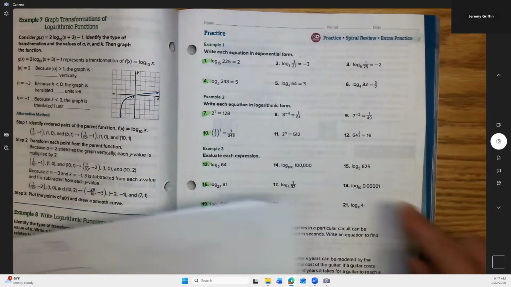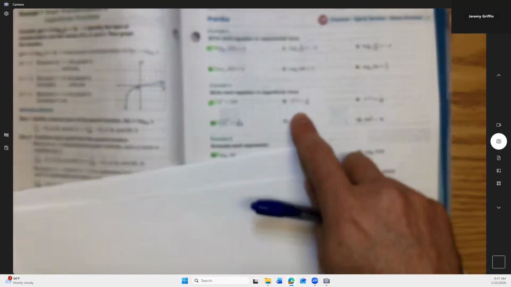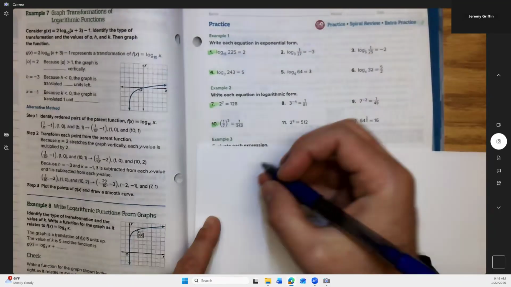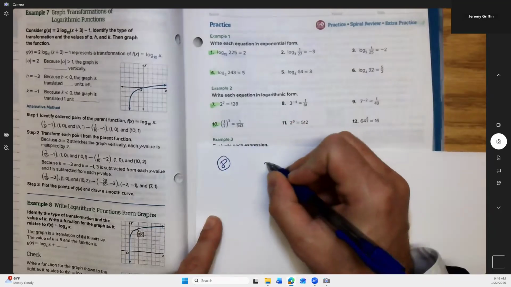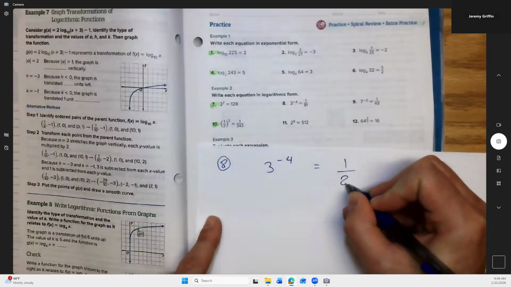All right. Example 2. Can you go the other way? If they give you the exponential form, can you turn this into a logarithm? So number 8, let's look at it: 3 to the negative 4 equals 1 over 81.